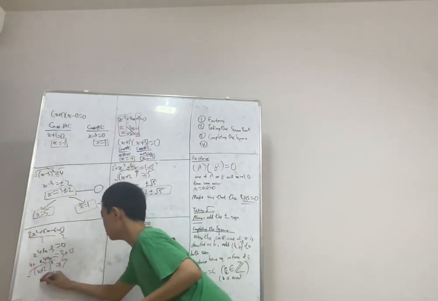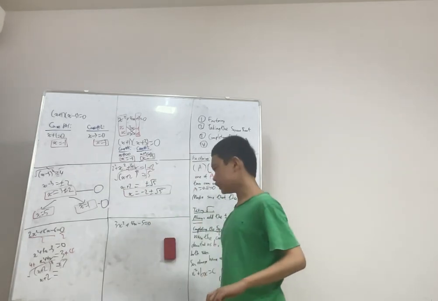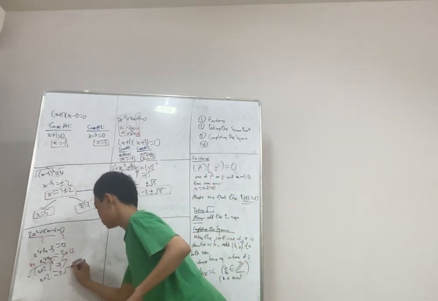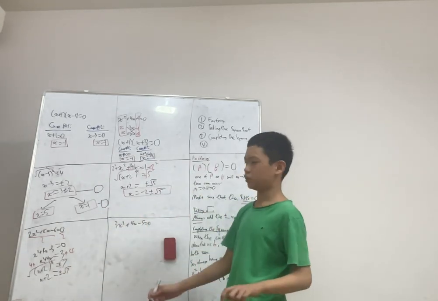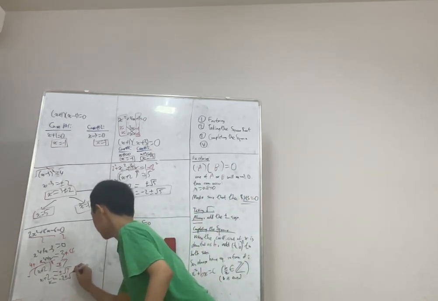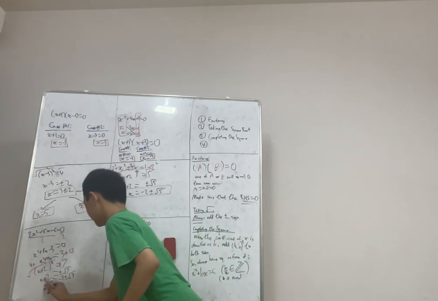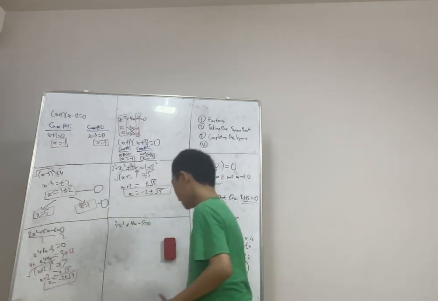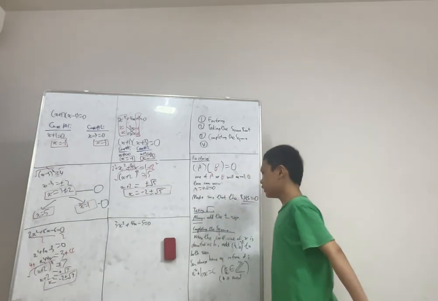X plus 2 will equal plus or minus square root of 7. And of course this is also exact form. And then x equals negative 2 plus or minus square root of 7. And that's our solution. This is a bounded answer. Okay, so you have this.